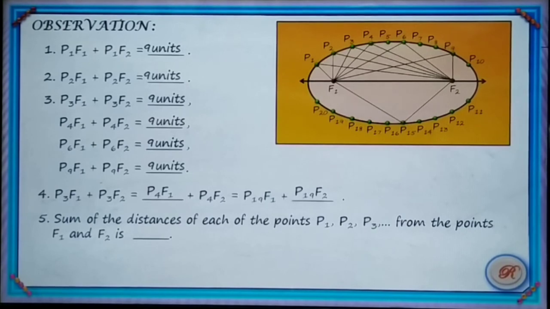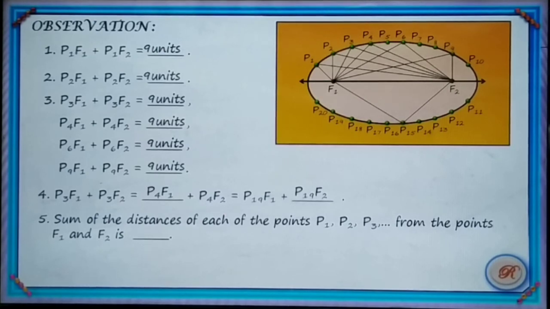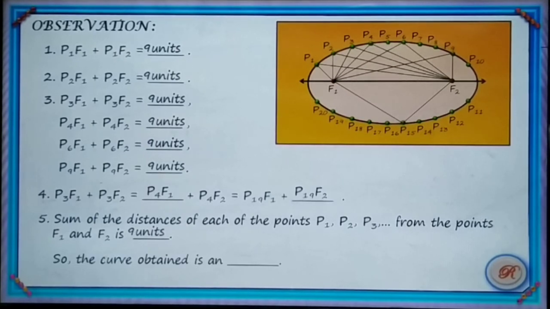Fifth one, sum of the distances of each of the points P1, P2, P3, ... from the points F1 and F2 is 9 units. So, the curve obtained is an ellipse.